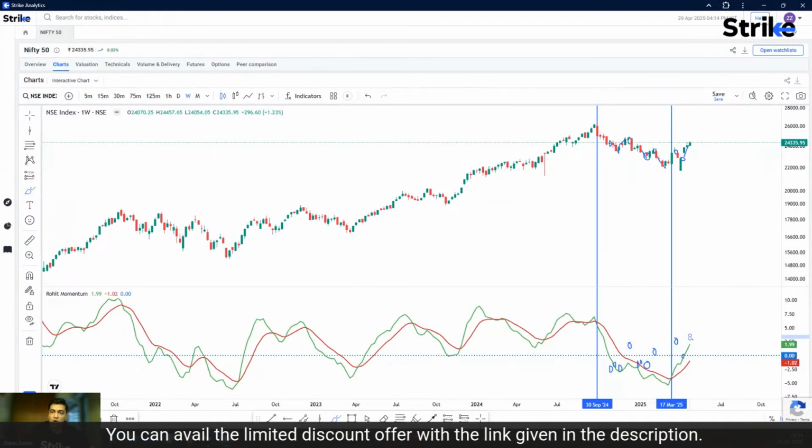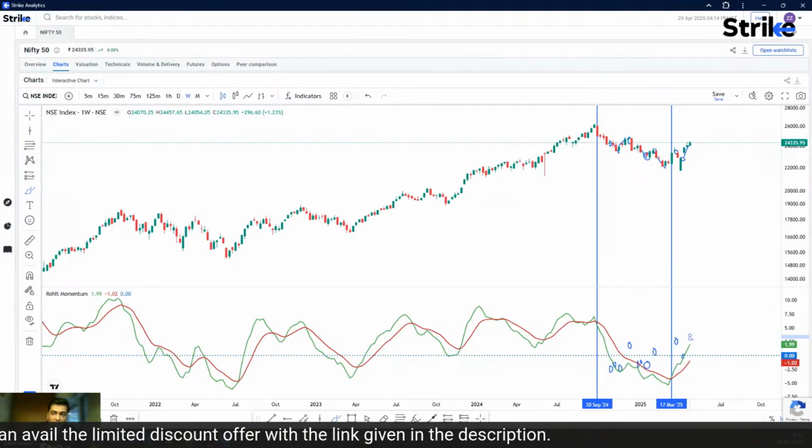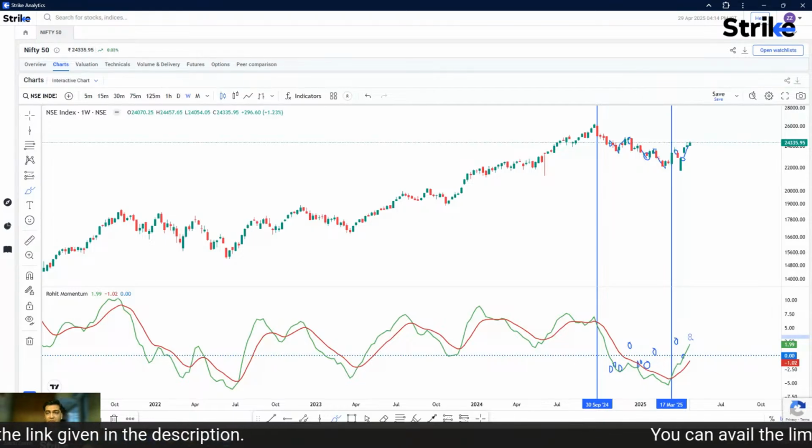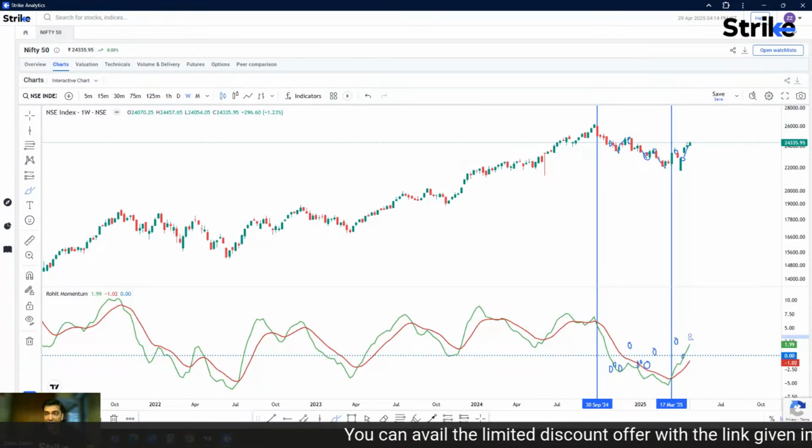Will this work on commodities, Ranganathan ji? Yes, it works on all asset classes. The only thing is that on Strike platform, we don't have commodities data. We have data of only NSE listed stocks and indices. All right.